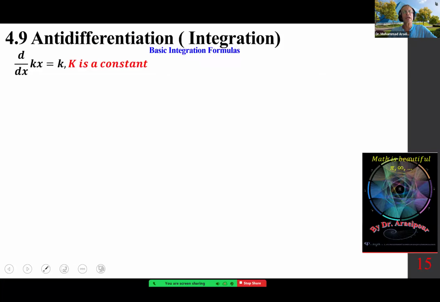So first, as far as anti-differentiation, the reverse process of differentiation, is concerned, the derivative of kx is k. Therefore, the integral of k dx must be kx plus c. Bear in mind that this is the reverse process and k is a number.